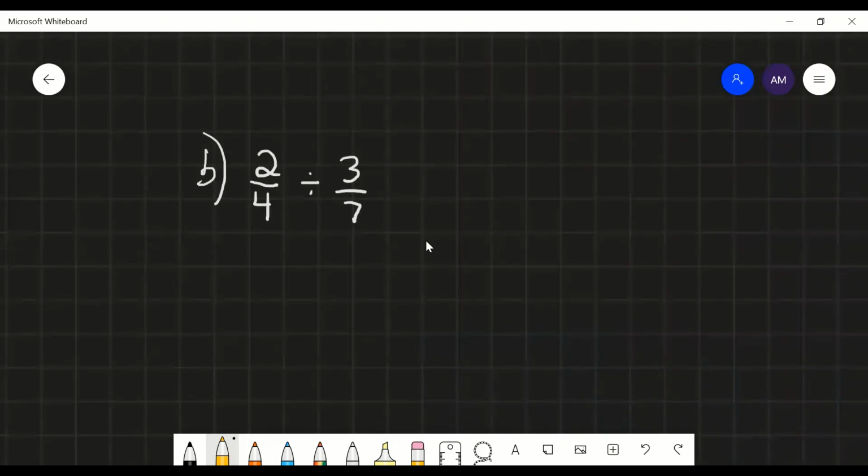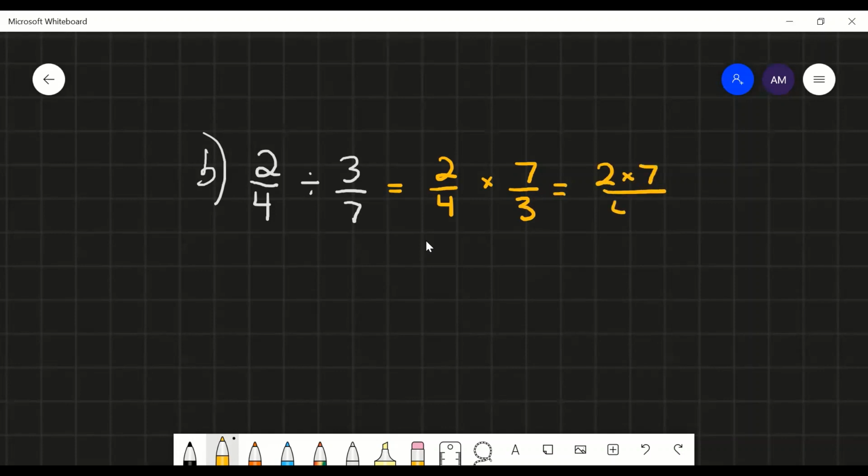2 over 4 divided by 3 over 7. Same thing, we're just going to say 2 over 4 times, so we're changing the division to a times, very important. I see some people keep this as a division symbol and then they get lost. So we change the division to a times and then flip the 7 on top and flip the 3 down on the bottom. And so now we have 2 times 7 on the top and 4 times 3 on the bottom.